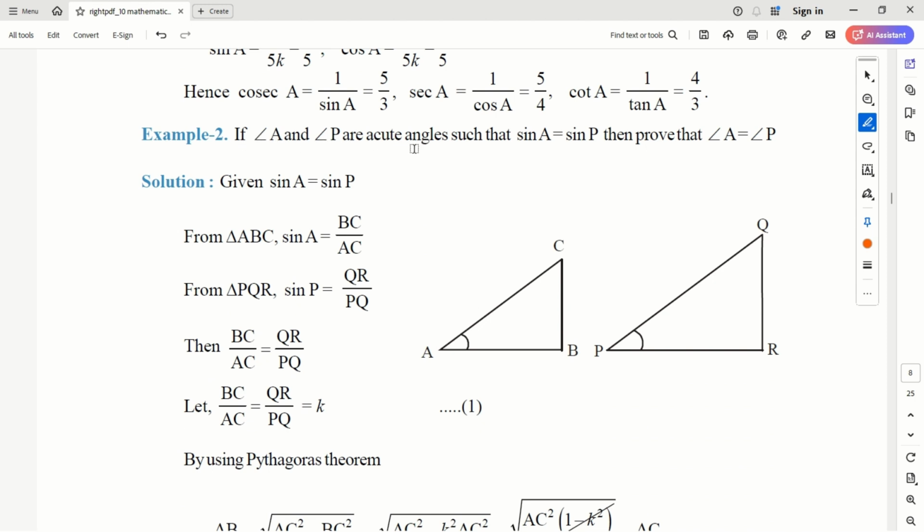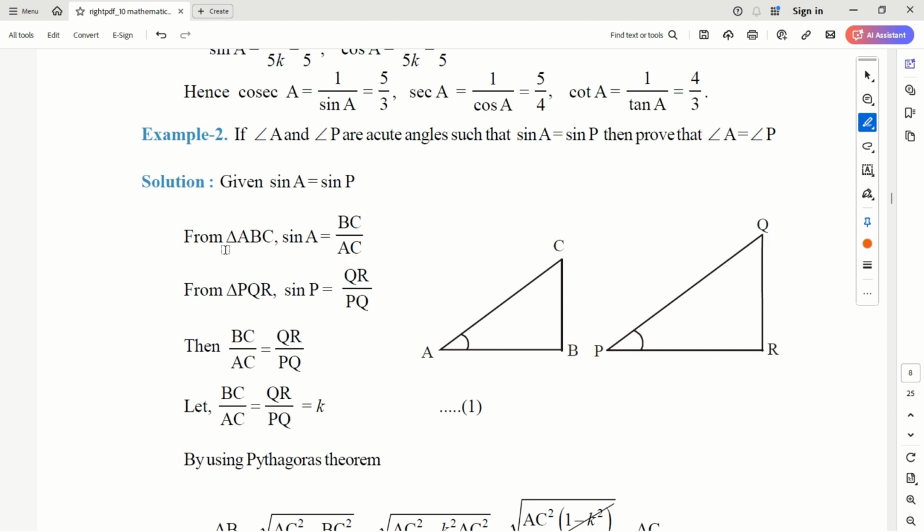Angle A and angle P are acute angles such that sin A equal to sin P. Prove that angle A equal to angle P. Okay. As we have done one experiment before, for the same angle A but different right angle triangles we took, the ratios are always same. Okay, the ratios are same because the angle is same. Sine of angle is always same means the angle is same. Okay, so let's prove it. It's very easy using similar triangles.